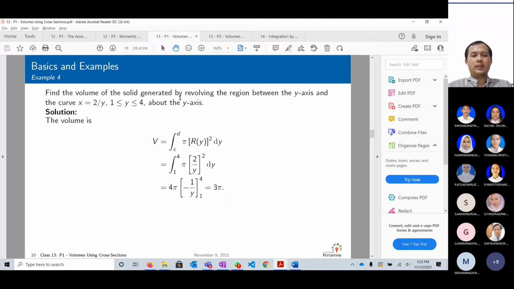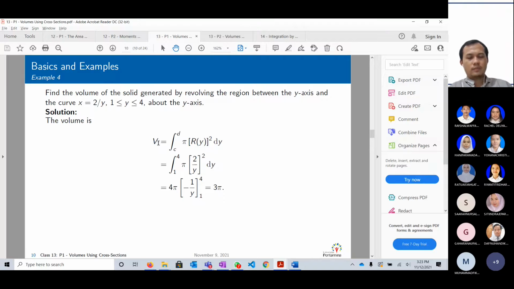Find the volume of the solid generated by revolving the region between the y-axis and the curve x equals 2 over y from 1 to 4 about the y-axis. Here the radius is 2 over y. Since it is between the y-axis and the curve x equals 2 over y, we rotate it about the y-axis, so the radius is 2 over y, then we simply need to finish the integration. We just need to use this formula.